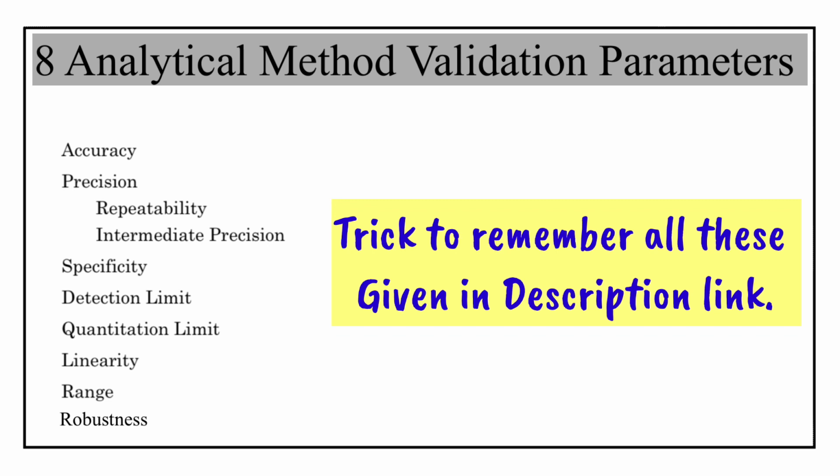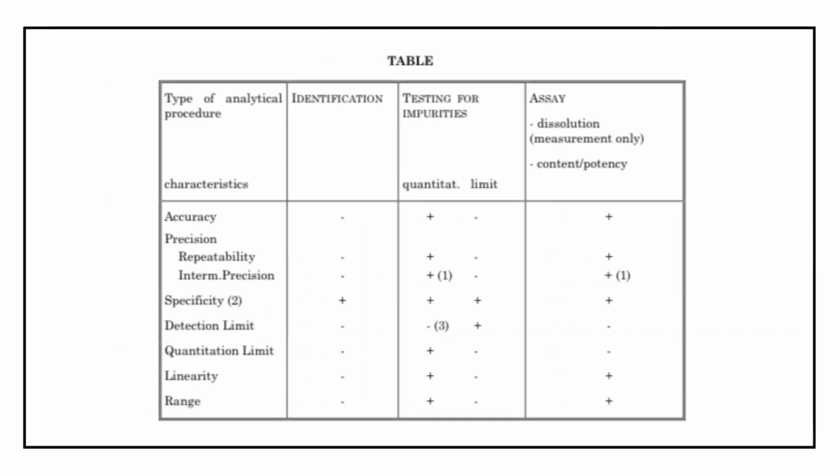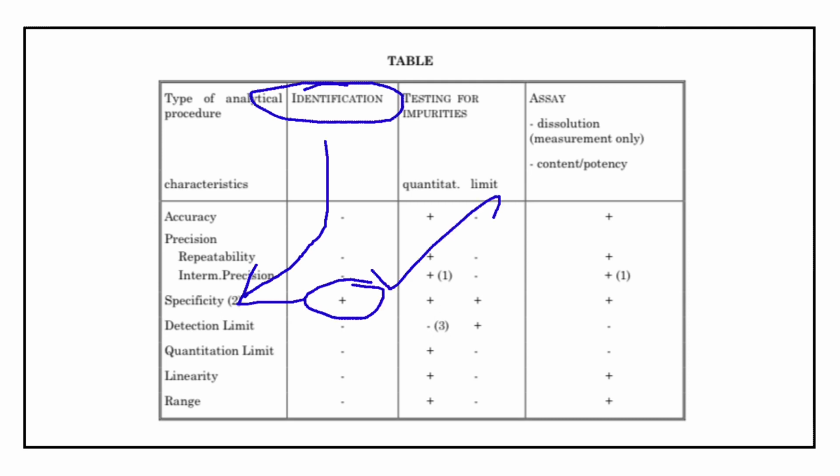So let us see what are the parameters which we need to execute during the analytical method validation of identification test as per ICH Q2R1 guideline. Here you can see this table given in the ICH Q2R1 guideline. As per this table, only specificity parameter is required during the identification test analytical method validation. So from this table, it is clear that we have to perform one validation parameter for the identification test by IR, and that parameter is specificity.